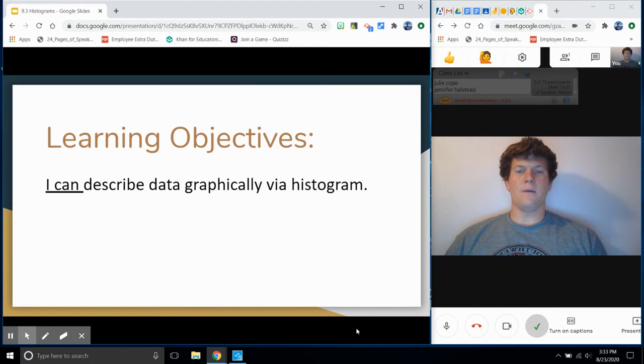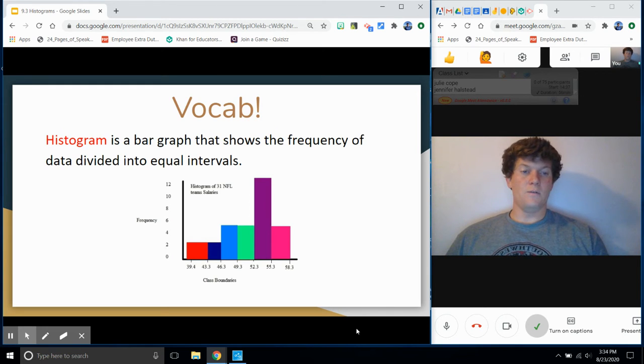Histograms. So something that might look similar to something you've seen before because they are similar to bar graphs, but they're a little different. Here's our one and only learning objective for the day. We are describing data graphically using these histograms. So make sure you have this snapshot in our notes. Only one vocab word for the day too, so that's really nice.